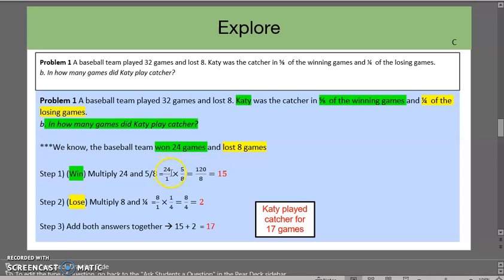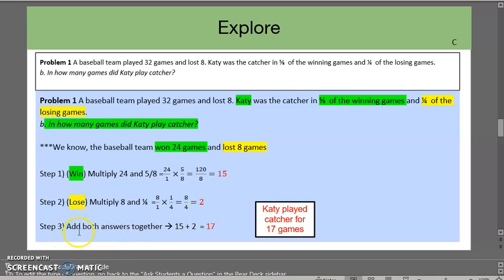When we do this, we multiply across. 24 times 5 gives us 120. 1 times 8 gives us 8. And then when we reduce it, we get 15. We do the same thing for step 2 with the games lost. We multiply 8 times 1/4. We multiply across. 8 times 1 gives us 8. 1 times 4 gives us 4. 8 divided by 4 gives us 2. We get 15 and 2 for our answers.